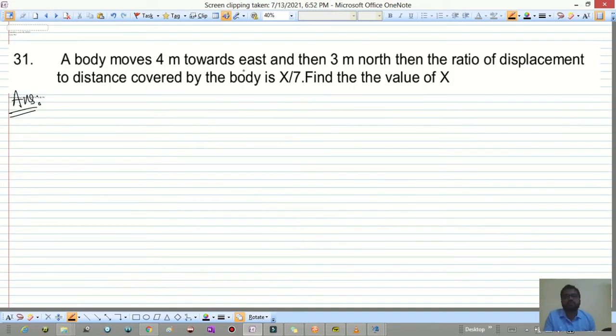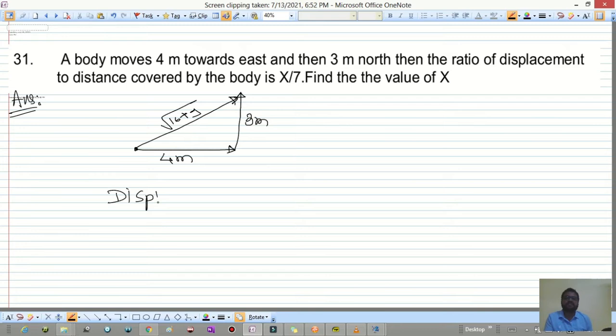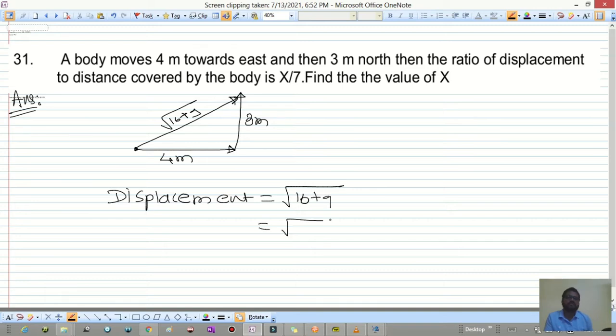A body moves 4 meter towards east, then 3 meter towards north. The ratio of displacement to the distance. Displacement is the shortest path, that is root of 16 plus 9. So displacement is the shortest distance between the 2 points. Displacement is equal to root of 16 plus 9, which is equal to root of 25, which is 5 meter.